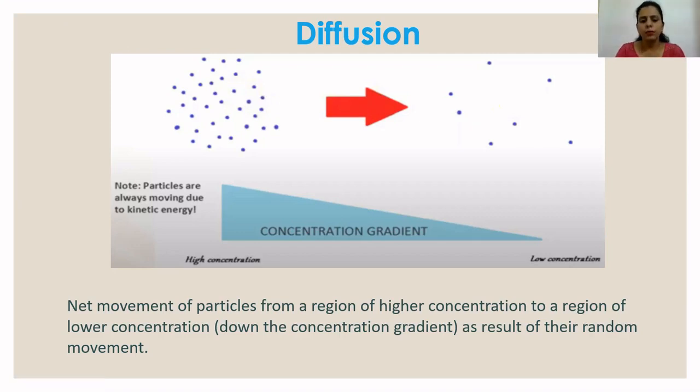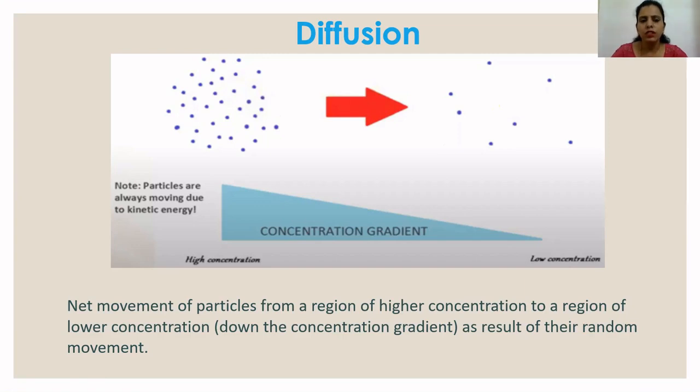The third most important point is that diffusion is a result of random movement of particles. These particles move randomly here and there, and hence they shift from higher concentration to lower concentration. Whenever you write the definition of diffusion, you must include these three points: diffusion is the net movement of particles or molecules from a region of higher concentration to a region of lower concentration.